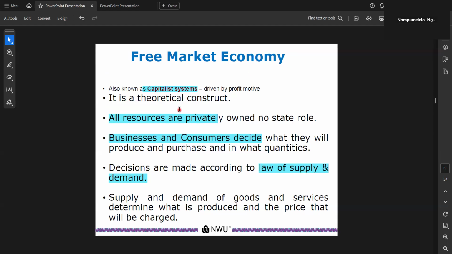So yeah, in free markets, all resources are privately owned. It is called a capitalist system because they're profit driven. I think that is what is important here. Obviously, when there are businesses and consumers, there's going to be demand and supply involved.